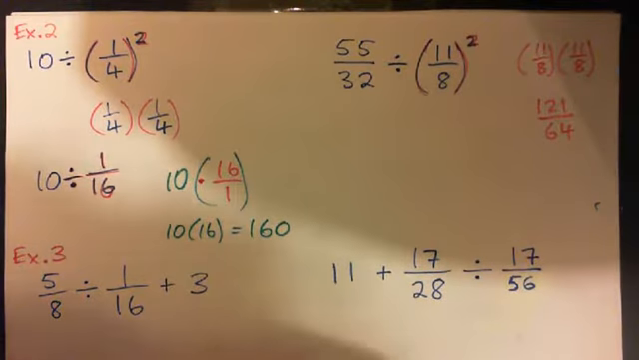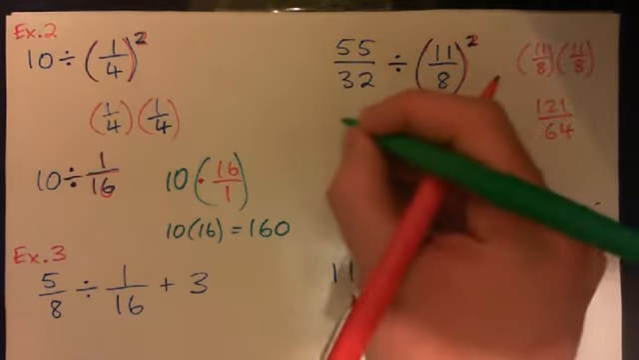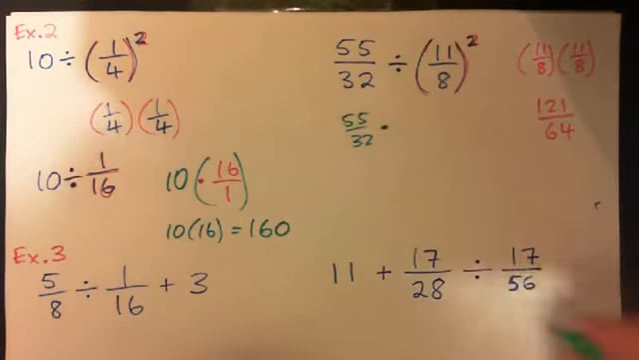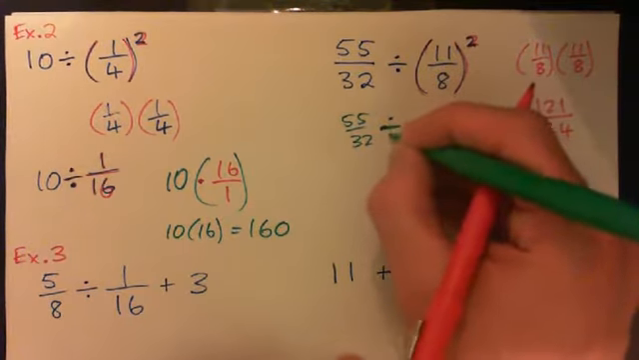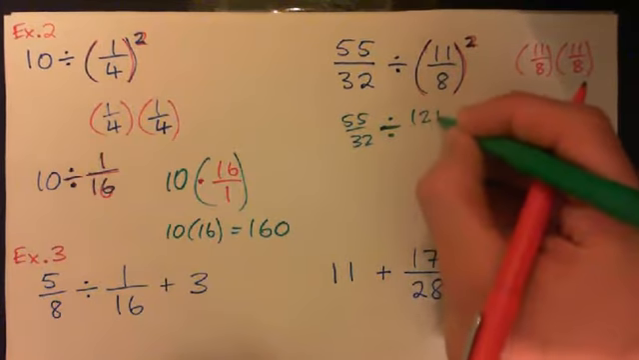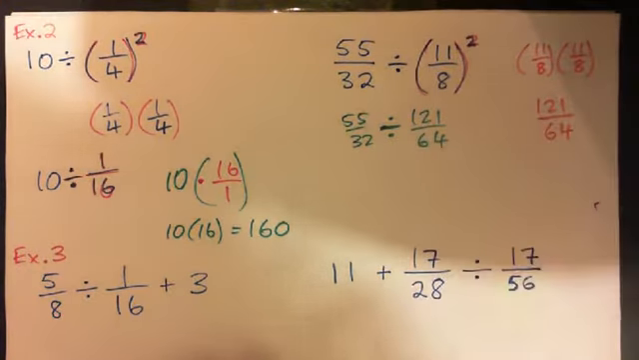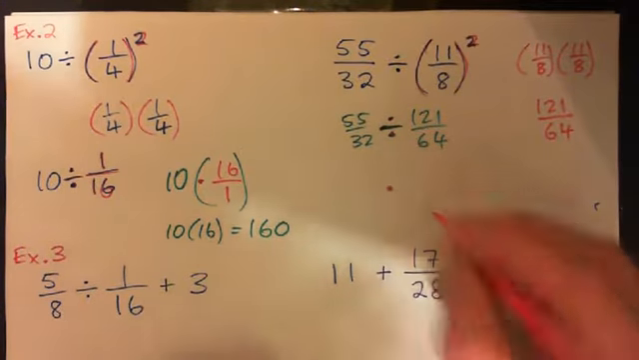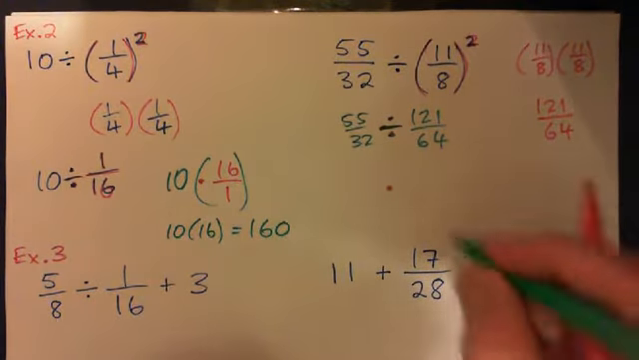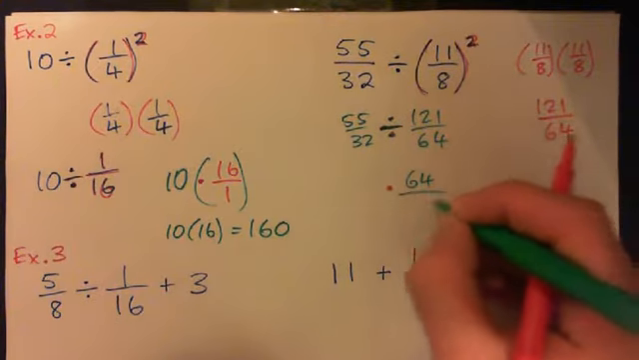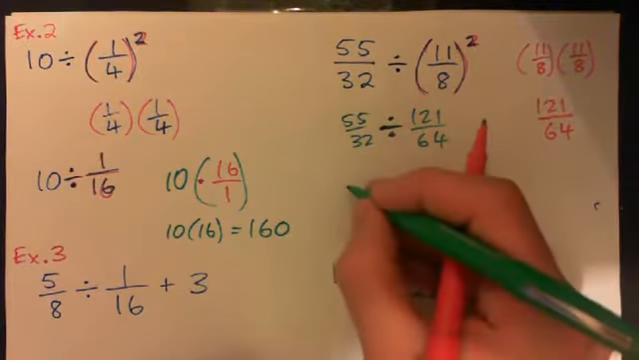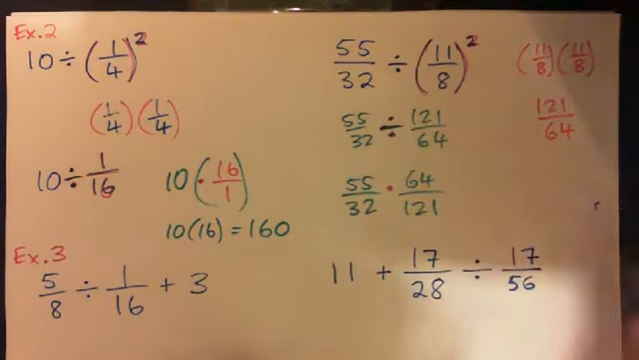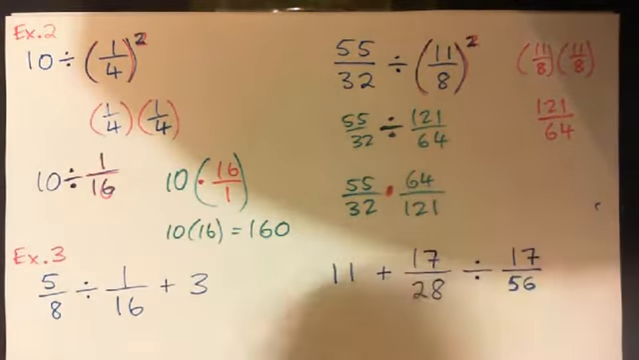Okay, so we're going to get 55 over 32 divided by 121 over 64. Now, if I divide by this fraction, I need to multiply by the reciprocal, which is going to be 64 over 121, right? So it's 55 over 32 times that. Now see if you can cross cancel common factors.